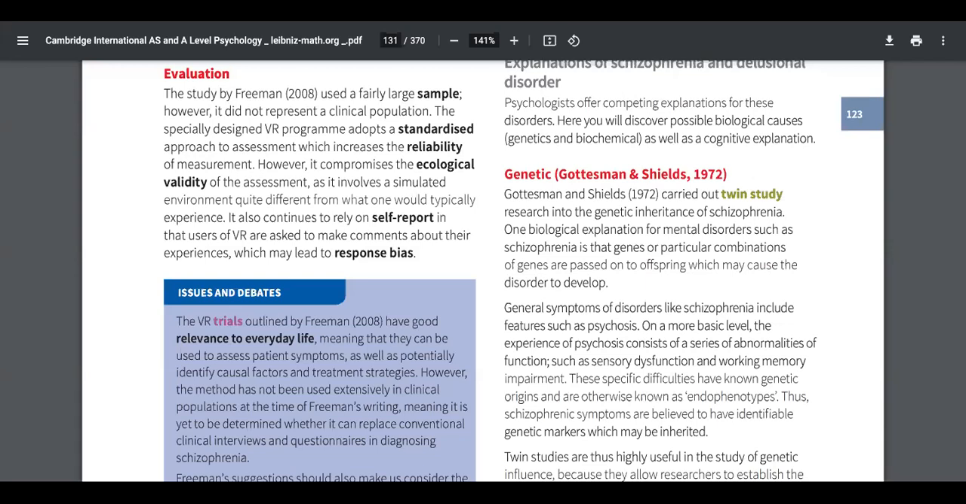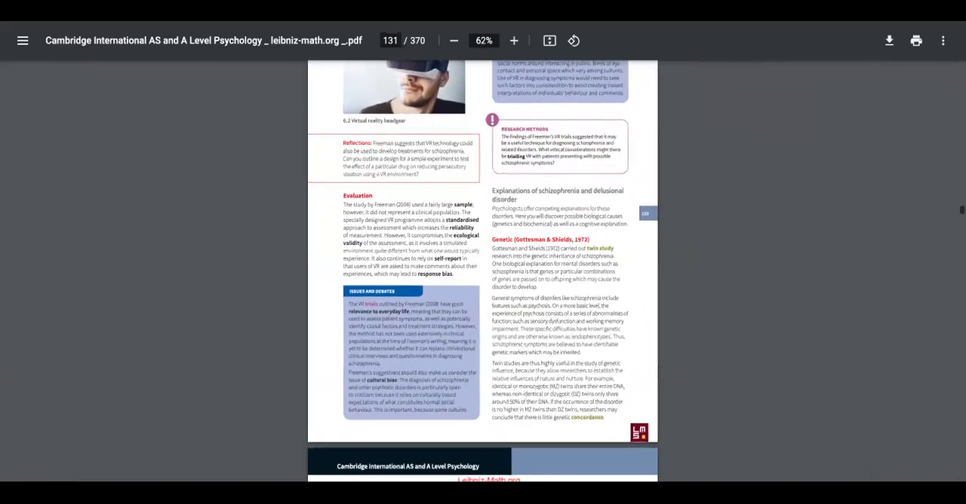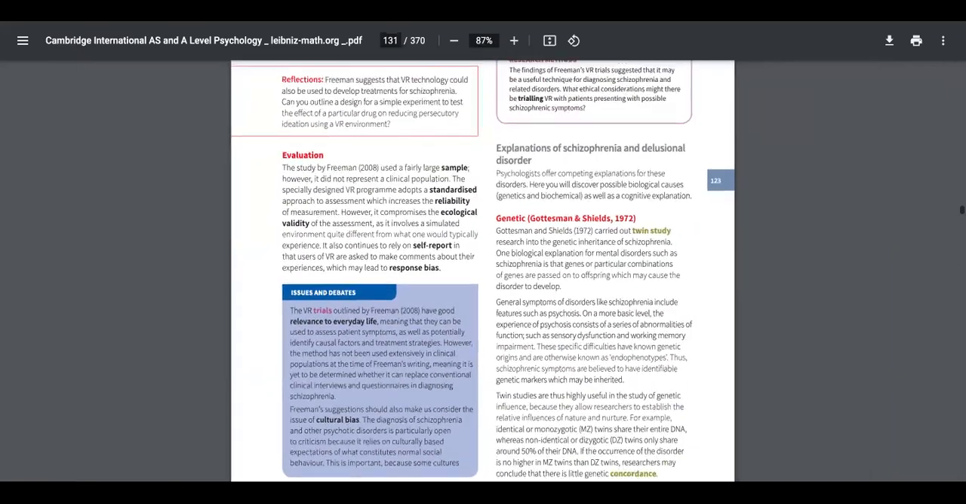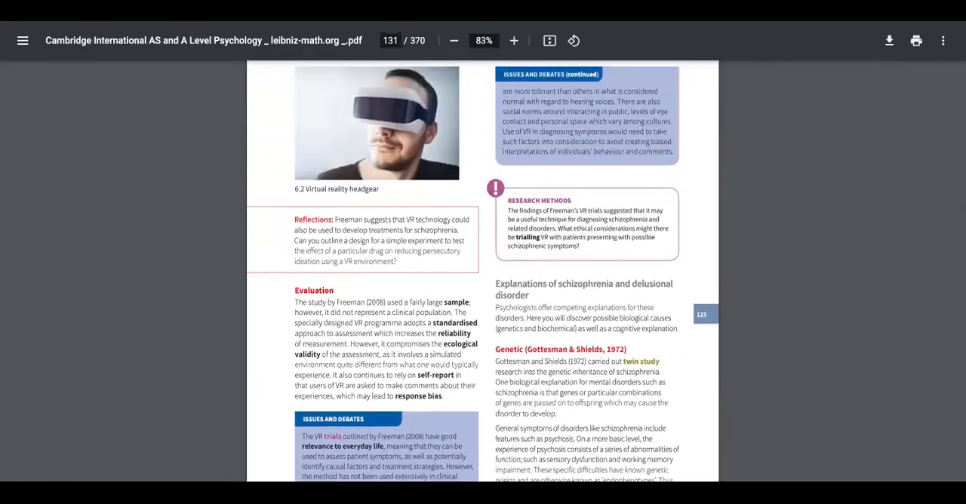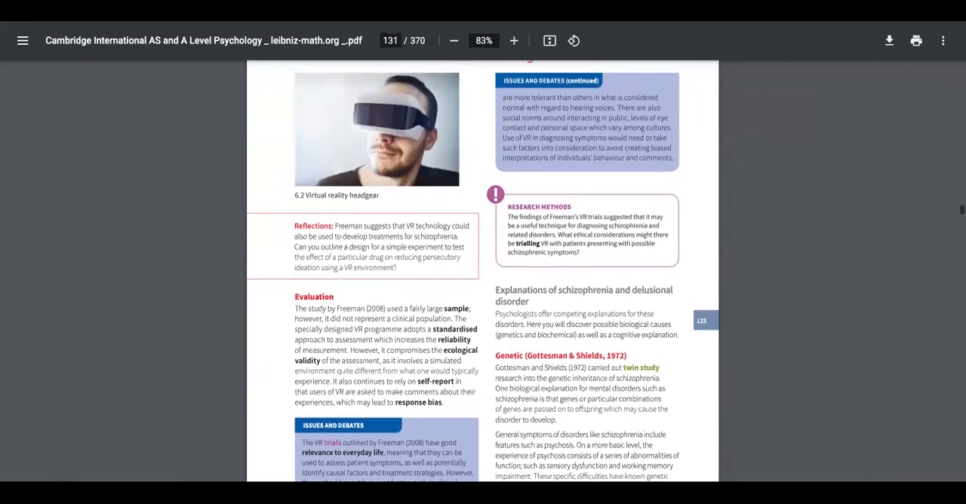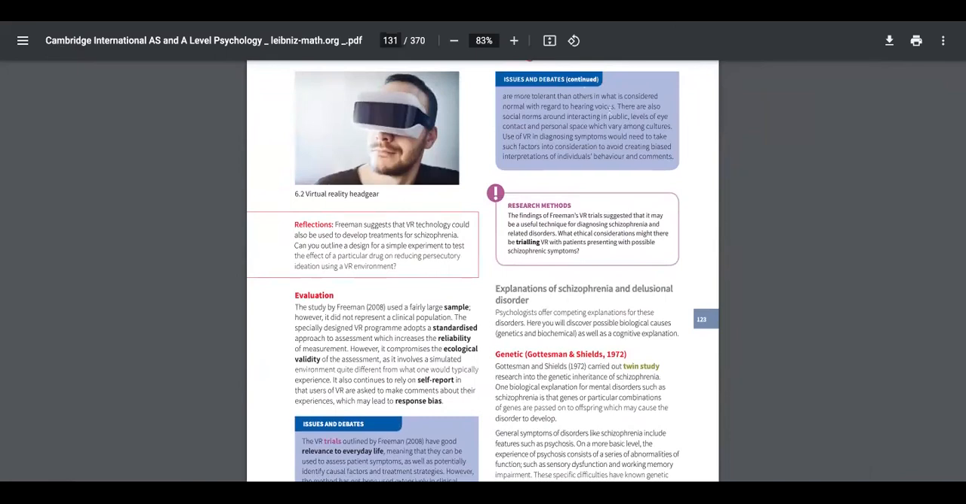So that's one thing, that's the study for you, okay. That's how to measure the symptoms of schizophrenia through a VR set, okay. Before I move on, I'm just going to show you the questions that you can be tested on, so that you have a nice understanding as to what can be asked of you.